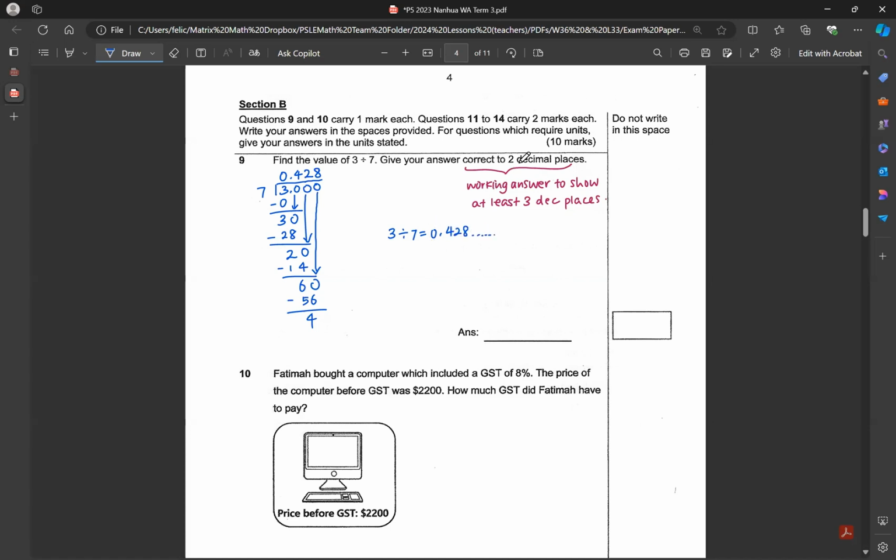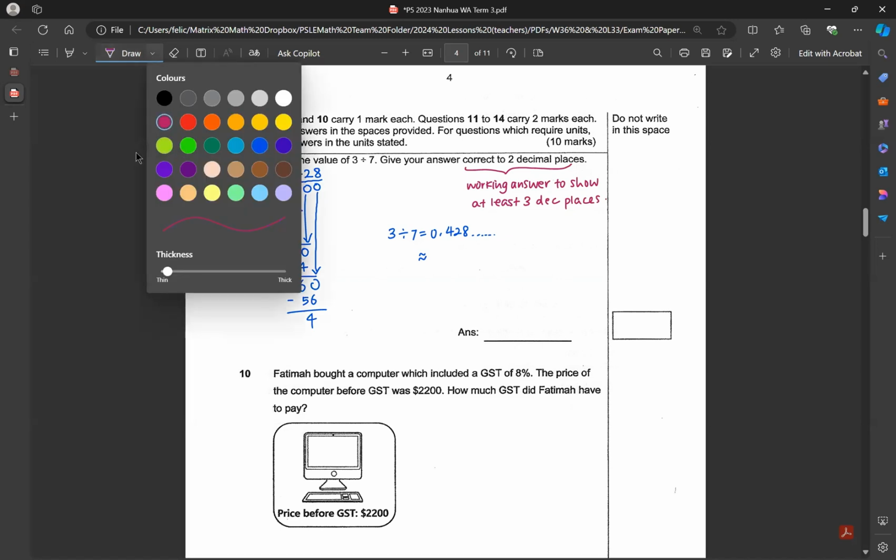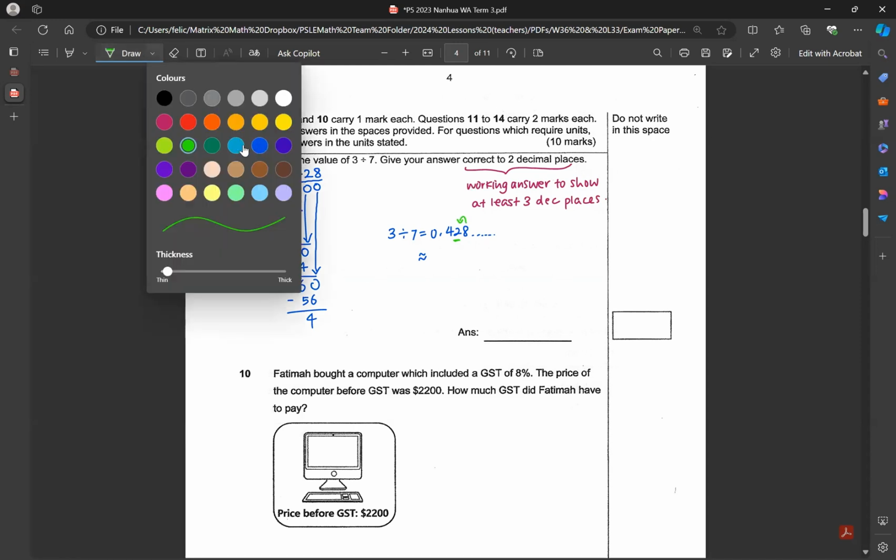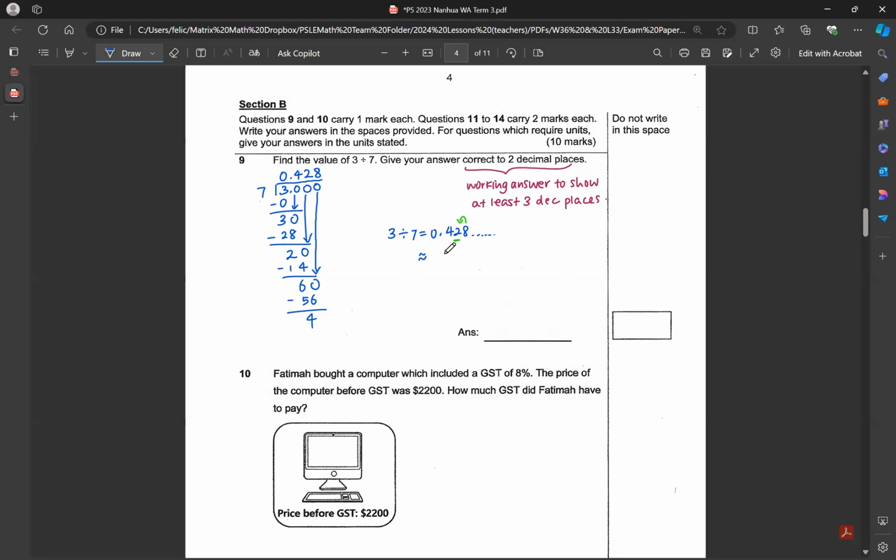So now you can start to round off to 2 decimal places. When you round off, use the curly sign. So look at the second decimal place. It's a 2. 8 is a strong neighbor. So 8 is a strong number, so it will help the 2 to round up. So this will give us 0.43. So that's it.